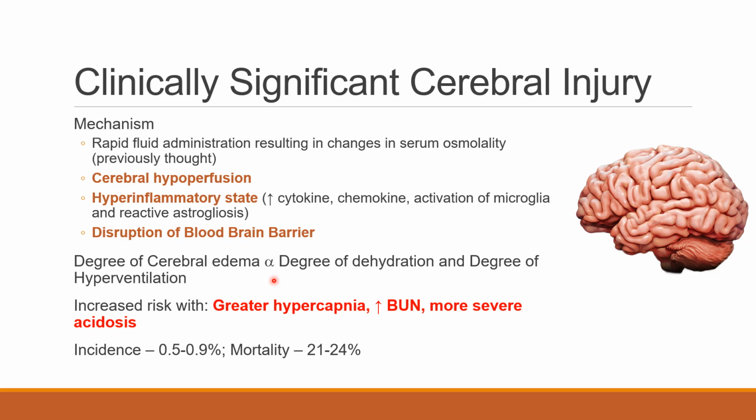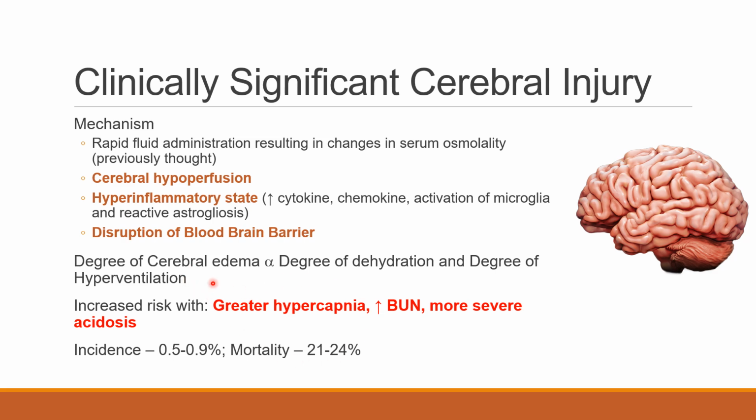And similarly, suppose two patients are there, same age, same weight, same severity of DKA, but one patient's respiratory rate is 60, another patient's respiratory rate is 40. The patient having a respiratory rate of 60 will have a higher risk of development of cerebral edema because it is directly related to the degree of hyperventilation.